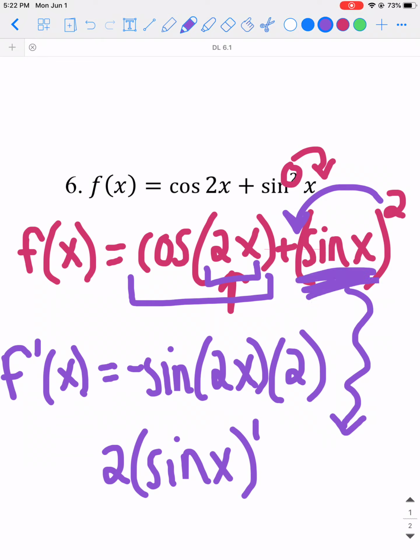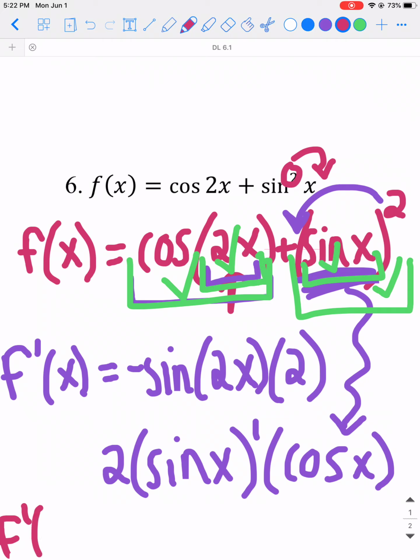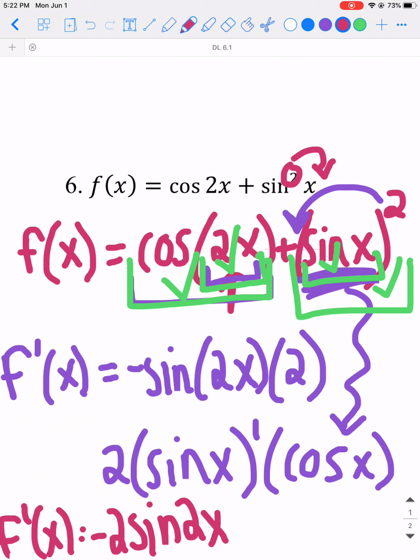Then I need to take the derivative of the inside. So what's the derivative of sine of x? Cosine of x. Okay, so there's a few steps to follow. I always check my parentheses. Did I take a derivative of this whole function? Yes. Did I take a derivative of this function? Yes. This whole function? Yes. Then this function on the inside? Yes. So I would always start with the biggest function and keep working your way in. Make sure you're taking the derivative of everything. So we can kind of clean this up to get our final answer. So the derivative is going to be negative 2 sine of 2x plus 2 sine x cosine x.